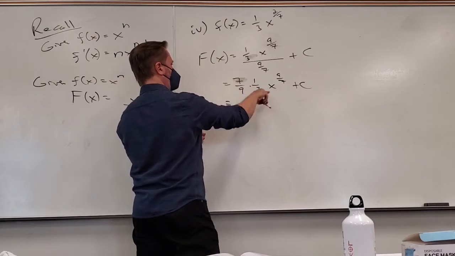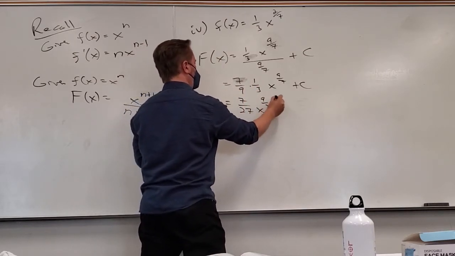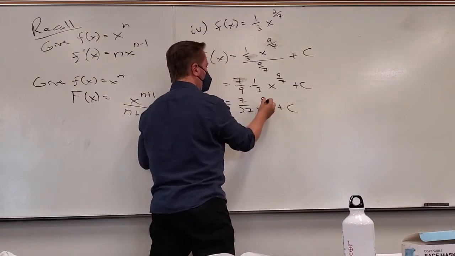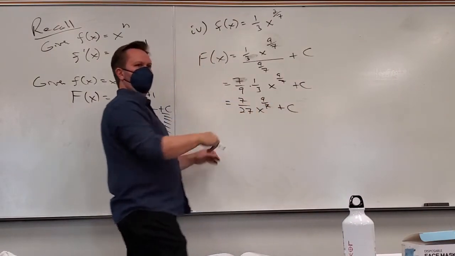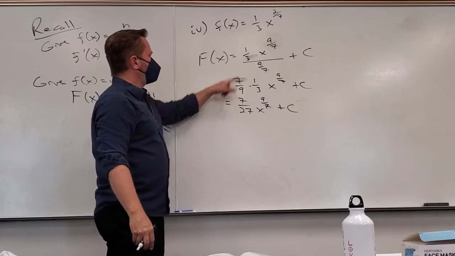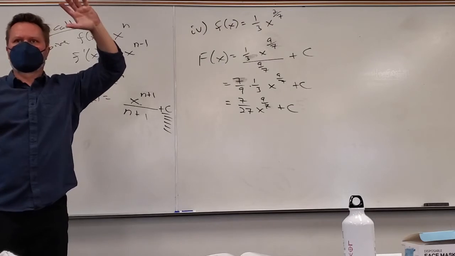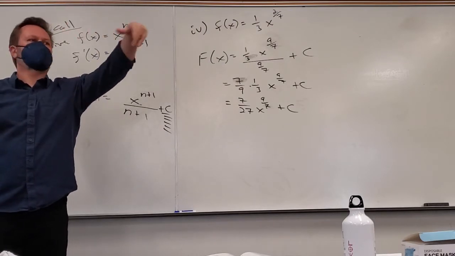So here I get 11. And again, you can check your work. If you bring the 9/7 down, 1/3, the 7's cancel, I get 1/3 x to the 2/7s. Big F. And of course the plus C.